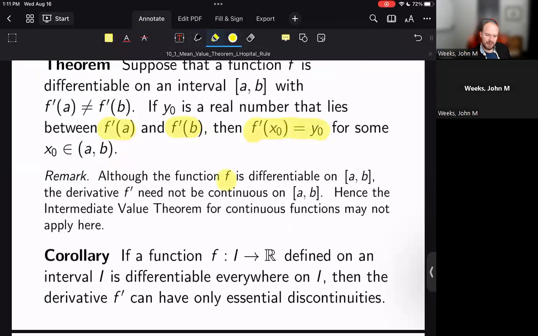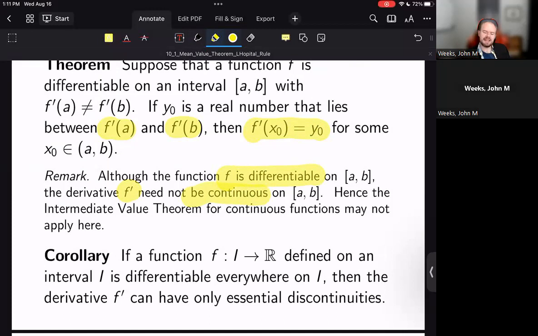So this is exactly what we're trying to say down here. Although the function f is differentiable, f prime need not be continuous on the interval going from a to b. So the intermediate value theorem for continuous functions does not have to apply here. For example, if f prime were already continuous, we could just say, boom, intermediate value theorem, we're done. But this actually takes its own proof, the proof of the Darboux property.